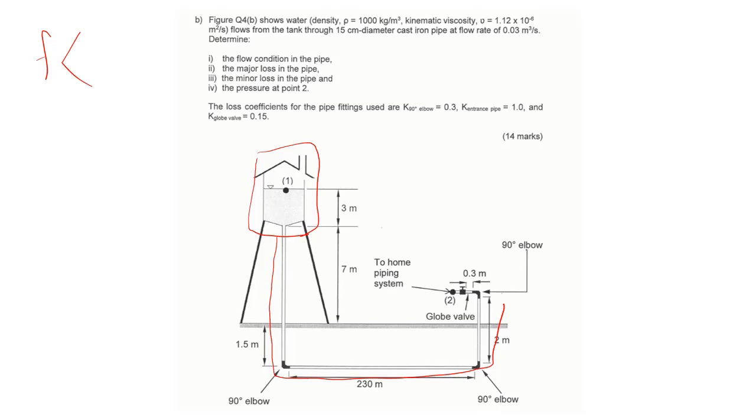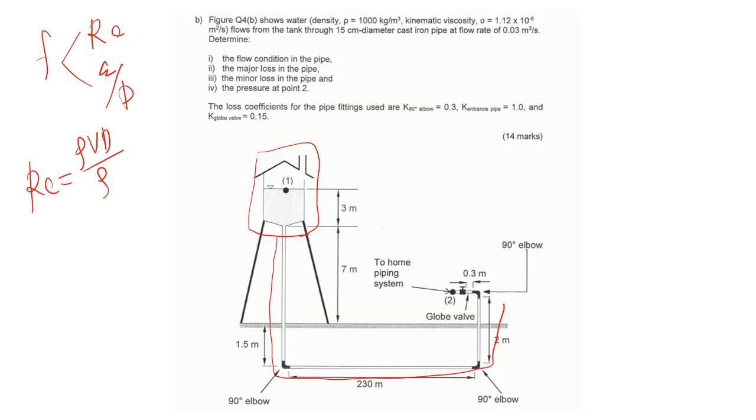So you need to know two things. First of all, the Reynolds number. Second is the relative roughness. If the relative roughness is not given to you, you can just find it in the table I showed you before. So we have the equation. How do we find the Reynolds number? The Reynolds number can be found using rho V D over mu.